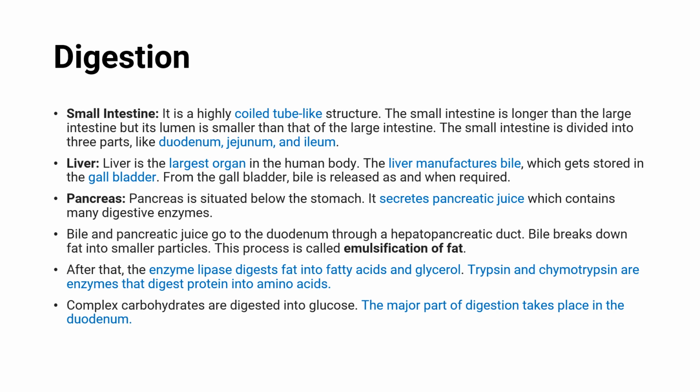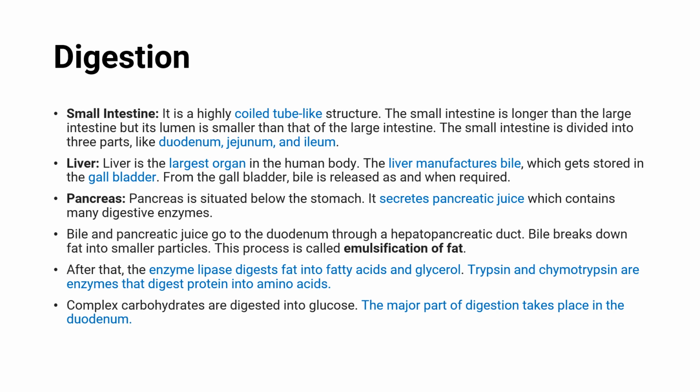Pancreas. It is situated below the stomach. It secretes pancreatic juice which contains many digestive enzymes. Bile and pancreatic juice go to the duodenum through a hepatopancreatic duct. Bile breaks down fat into smaller particles. This process is called emulsification of fat.